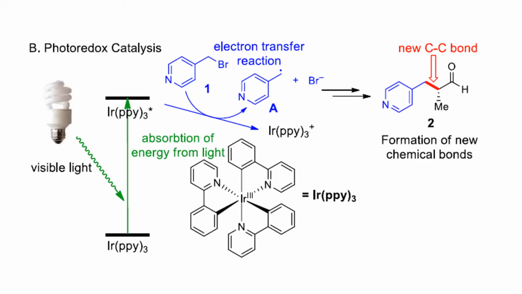In photoredox catalysis, a synthetic catalyst is used to absorb visible light, and this excited state electron can again proceed through an electron transfer reaction. The end goal of this, however, is not the storage of energy, but the formation of new chemical bonds.